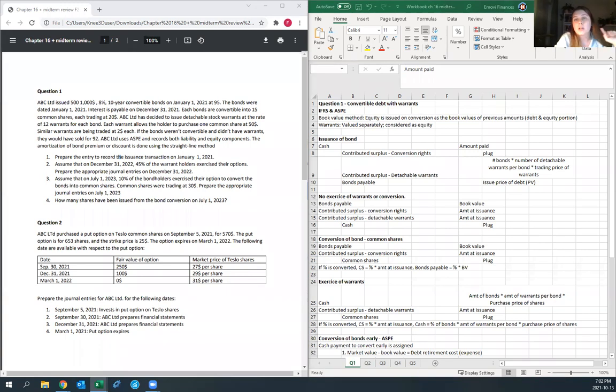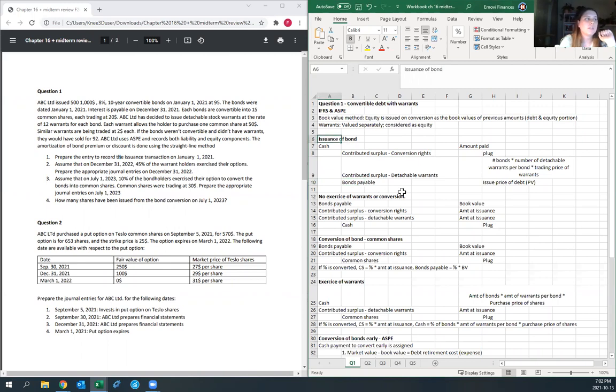Warrants, because we're talking about convertible debt with warrants, are valued separately into the equity portion of the transaction. So when I'm saying the equity portion, it's everything that goes into your contributed surplus. And the debt portion is anything that goes in the bonds payable.